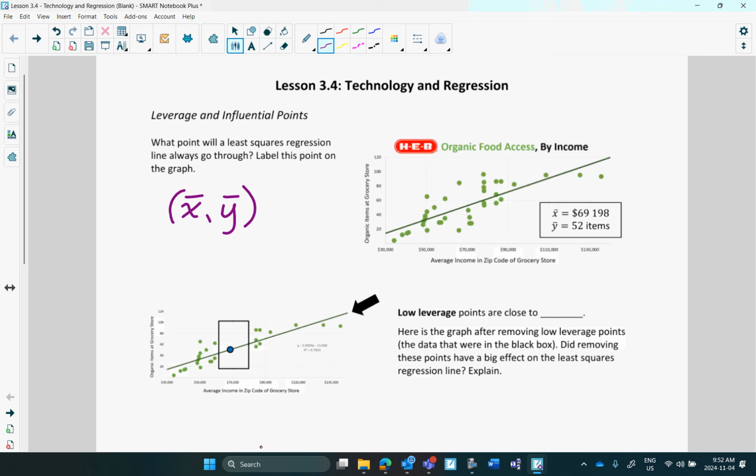So for example, in this one here, all the incomes that were listed in the different zip codes, the average was about 70,000, a little bit less than 70,000. And at a little bit less than 70,000 on the least squares regression line, we get about 52 items. So this point here is the point 69,198, comma 52. It will be right on that line.